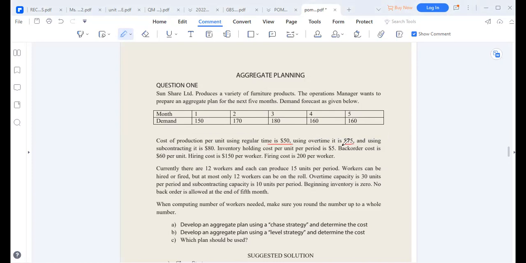Overtime is 75. So anything to do with overtime has to go for pure level strategy, because for chase strategy, there's no overtime. You can either incur hiring costs or you lay off workers if you don't need them in that particular month or week. And using subcontracting, this one also may apply, depending on which one will be cheaper among the three costs of overtime, subcontracting, or back order cost. Back order is the same as the stock out cost. So back order cost is at $60. The hiring cost per worker is $150. The firing or laying off cost is $200.